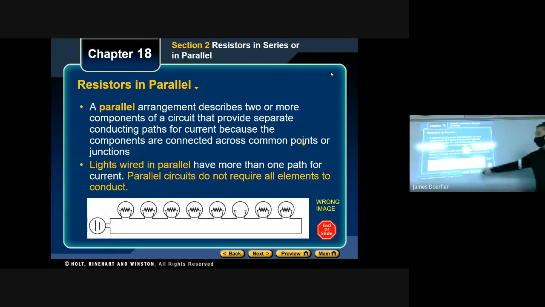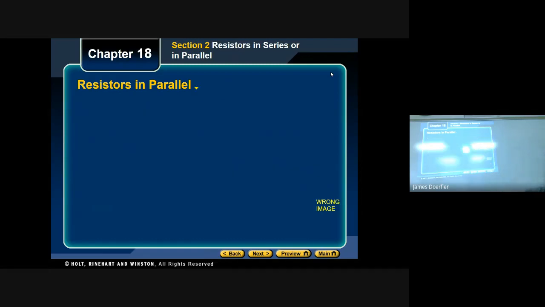As you see here, this burned out bulb is like having an open circuit. Electricity is not going to flow. And since it's not going to flow beyond this, since there's no complete loop from its EMF source, these bulbs will also not light. Okay?